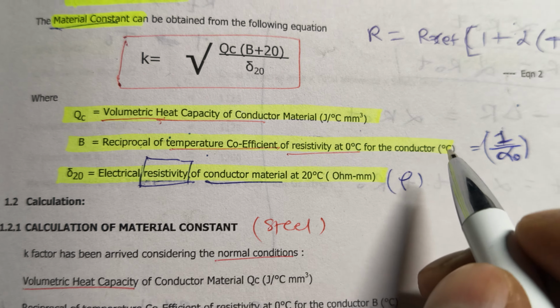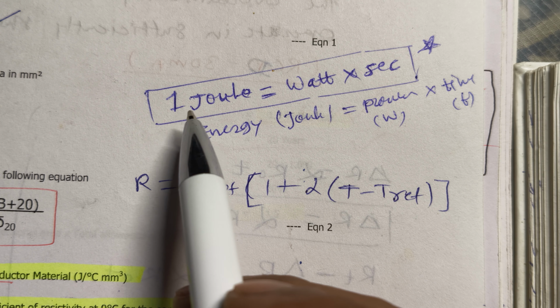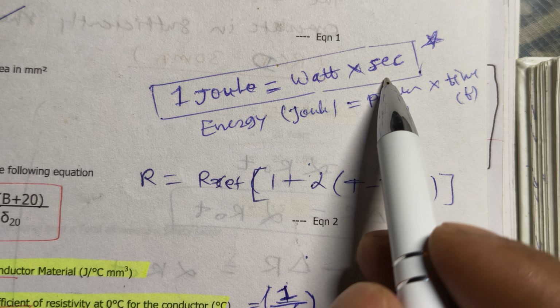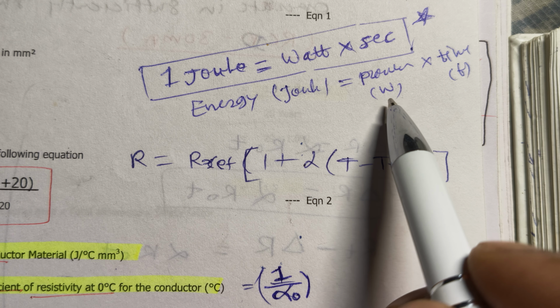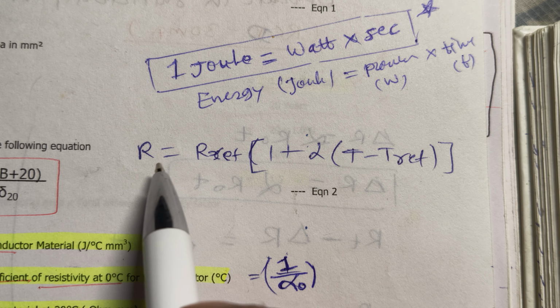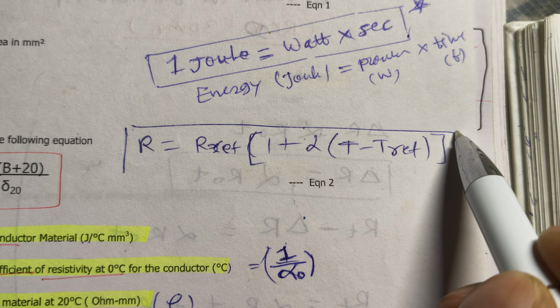For steel, aluminium and copper, what the values are we will discuss here. 1 joule is equal to 1 watt into second. Some basic formulas are there. Energy in joule is equal to power in watt into time. Then another basic formula follows.